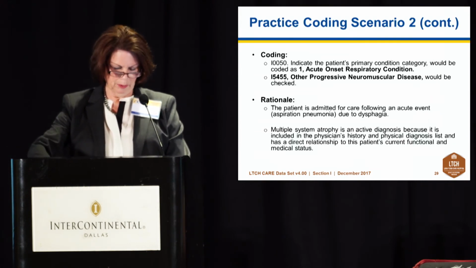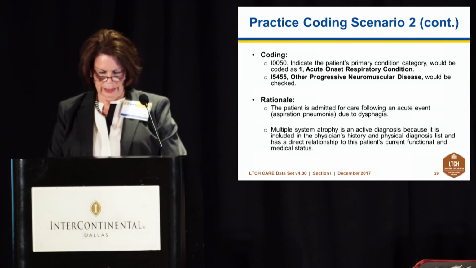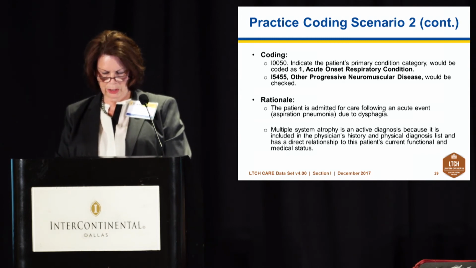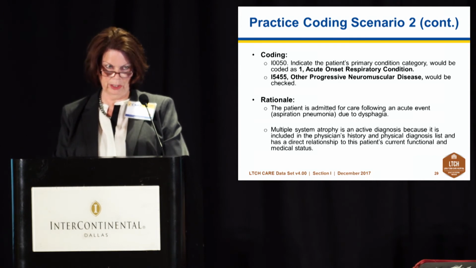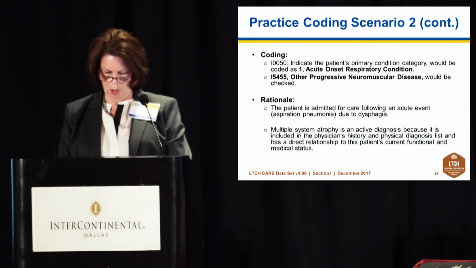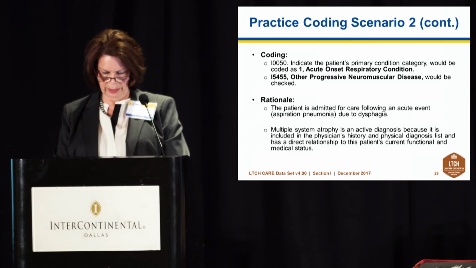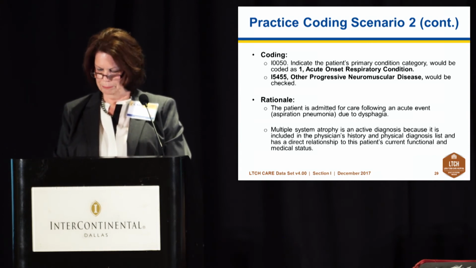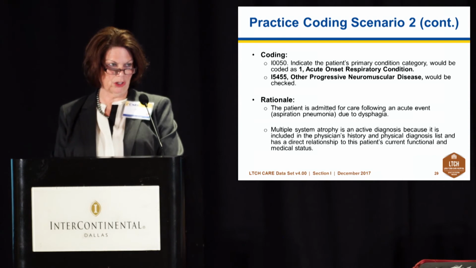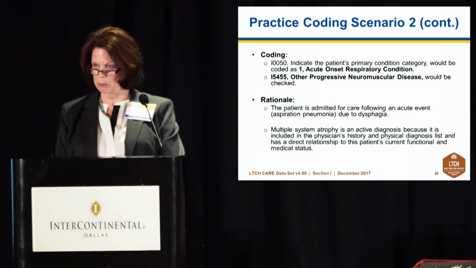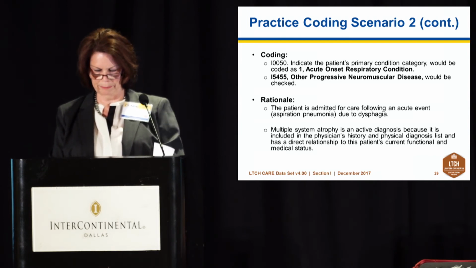So in terms of explaining the coding, in this scenario, the patient's primary condition category is acute onset respiratory condition, so you would code it 1. And the coexisting condition is an other progressive neuromuscular disease, I-5455, would be checked, which is the patient's Shy-Drager disease or multiple system atrophy.